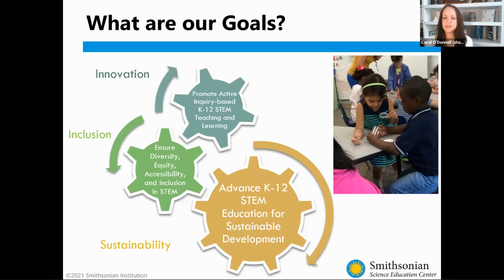So we have 3 goals at the Smithsonian Science Education Center, which we'll be talking about with you today. The first is innovation, which is promoting active inquiry-based K-12 STEM teaching and learning. The second is focused on inclusion, ensuring equity, diversity, accessibility, and inclusion in STEM education. And then finally, sustainability, advancing K-12 STEM education for sustainable development. And as you can see from the image, none of these goals are treated separately. They are fully integrated. And when we work on one, we're working on all of them.